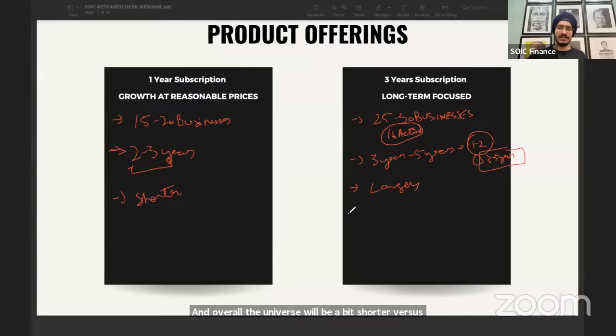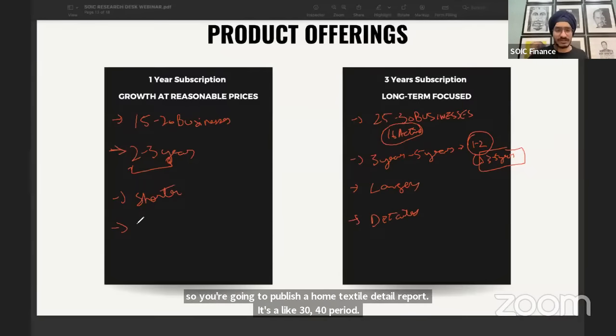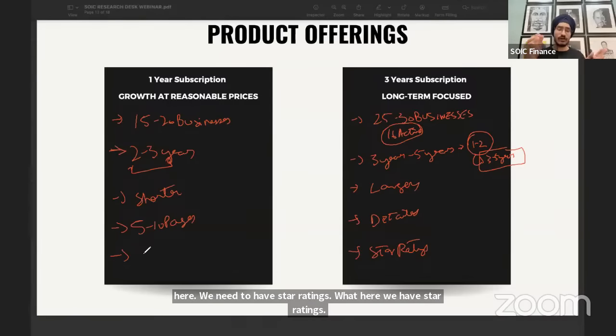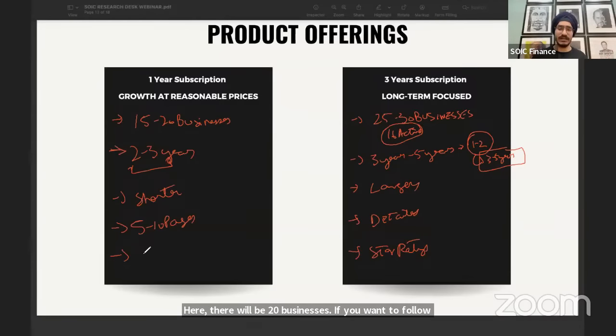Then here we'll have very detailed reports, like we are going to publish a detailed home textile report. It's like 30-40 pages. Here we'll have brief crisp notes of 5 to 10 pages, right? So these will be some of the differences. Over here we'll have star ratings. Here there'll be 20 businesses. If you want to follow independently, you can follow independently an equated thing. But here we won't be giving any star ratings, right?